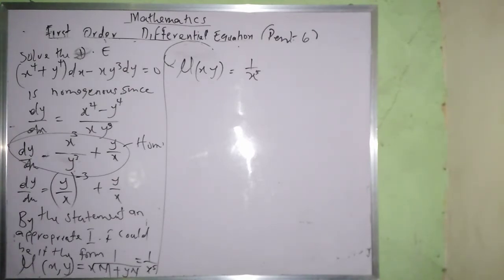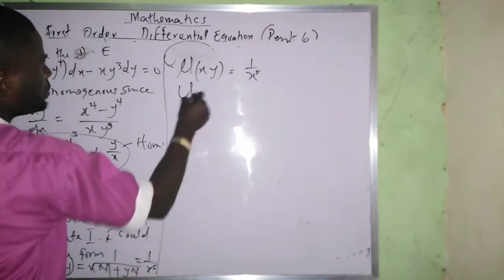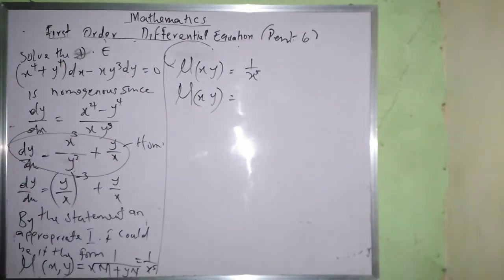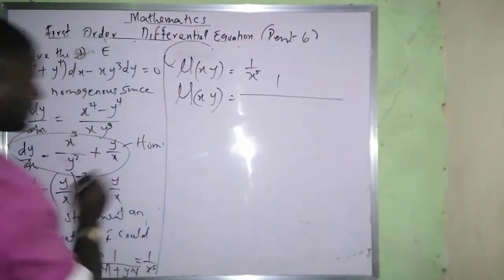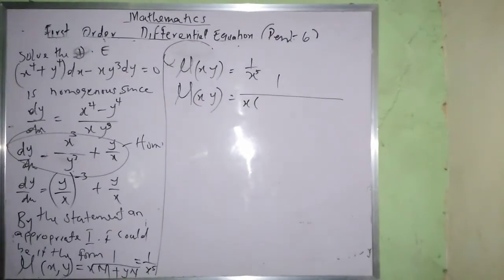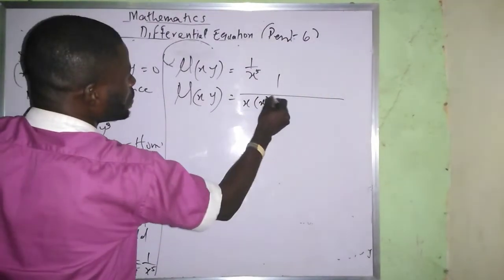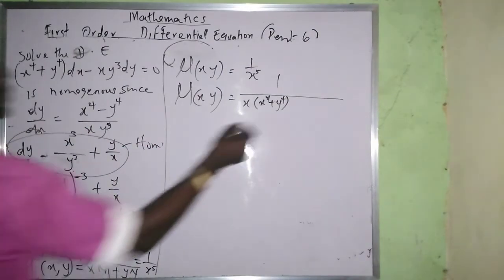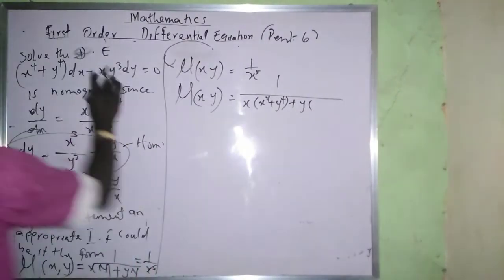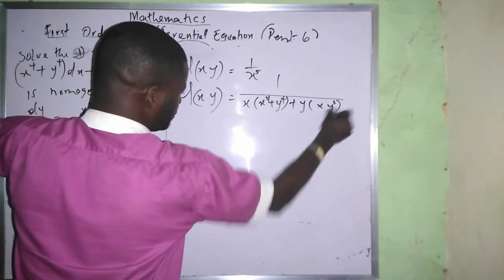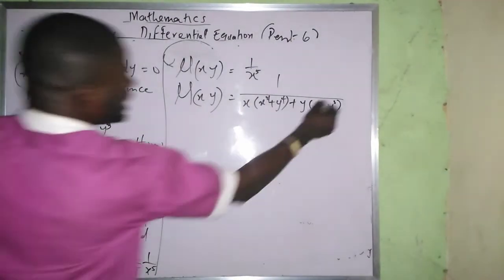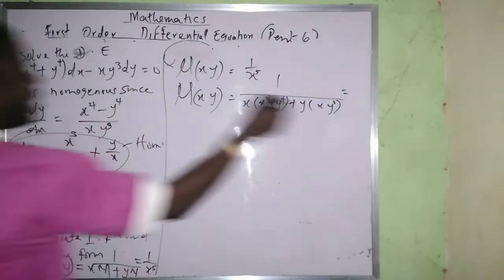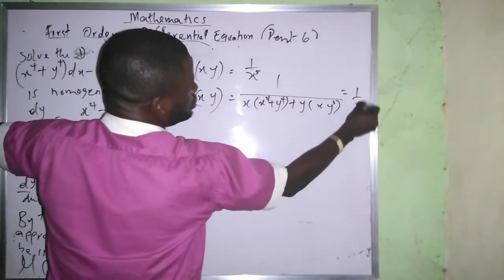If I have that, I can now say that my function mu of x, y can be equal to 1 divided by x times M, which is x^4 plus y^4, plus y times N, which is going to be x y^3. That is just it, which equals 1 over x to the power 5.